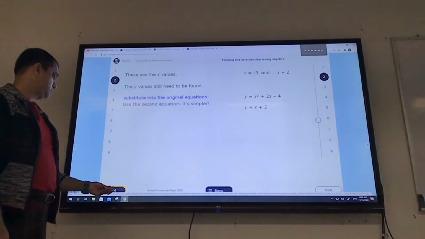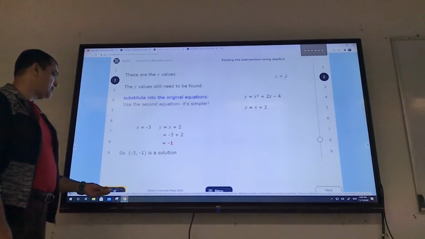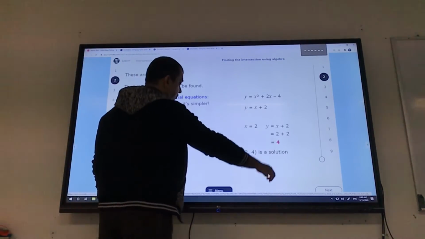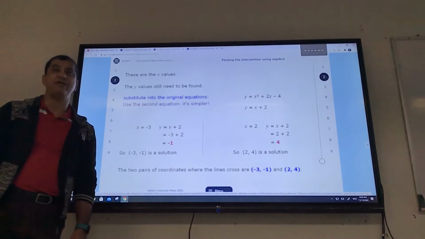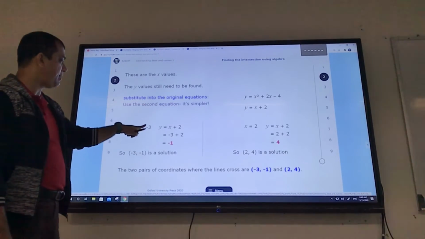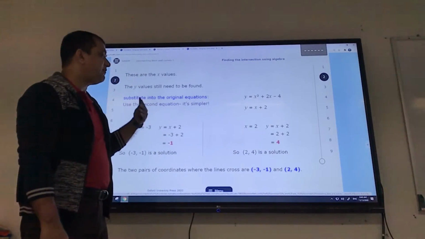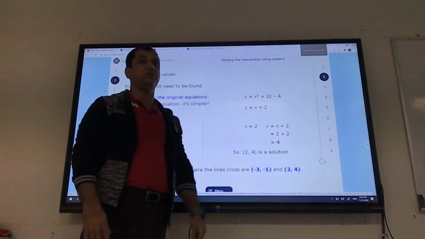So, when plugging x equal to minus 3 in the lower equation, you get minus 1. When you plug in x equal to 2 in the lower equation, you get 4. So these are the points of intersection: (minus 3, minus 1) and (2, 4). You can further verify plugging these points into this equation to see are they equal or not.